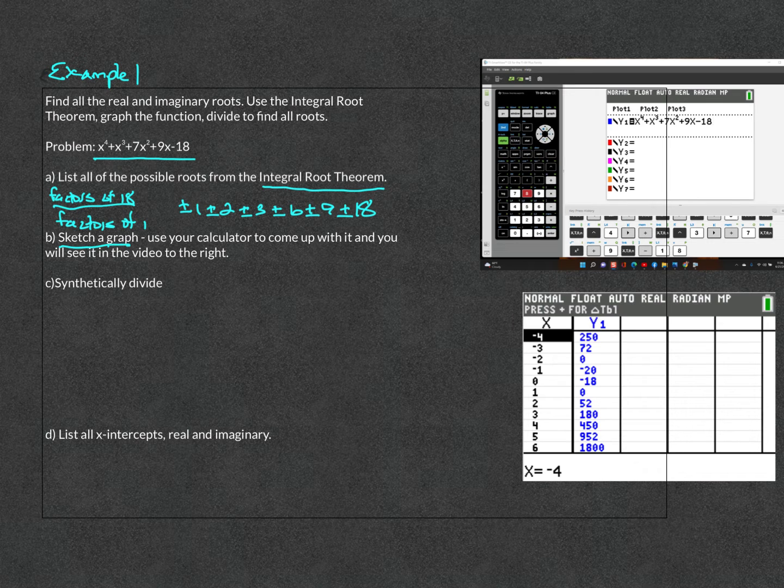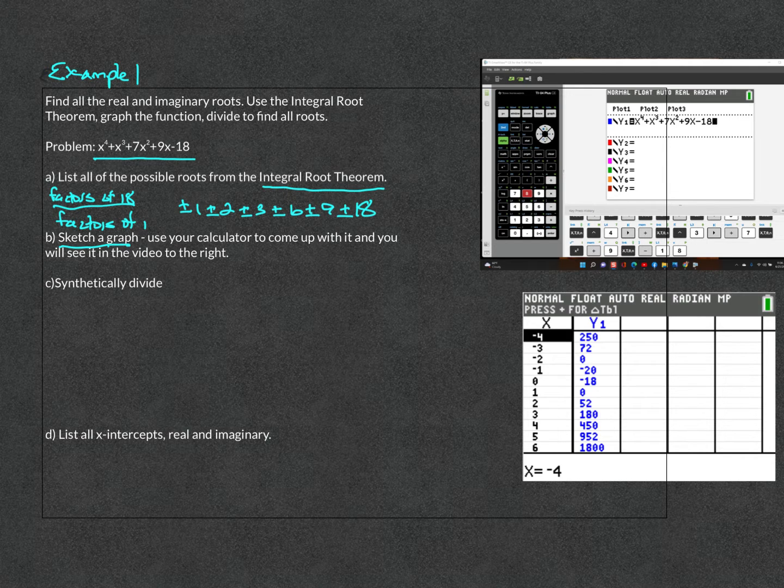Okay, so Clay, this is where you're going to want to pull out your graphing calculator, and this is the best way to do this at this point. I put the equation in after I've done part A where I've listed all the possible roots. So all the possible roots of negative 18 in this case. And that's the real roots.